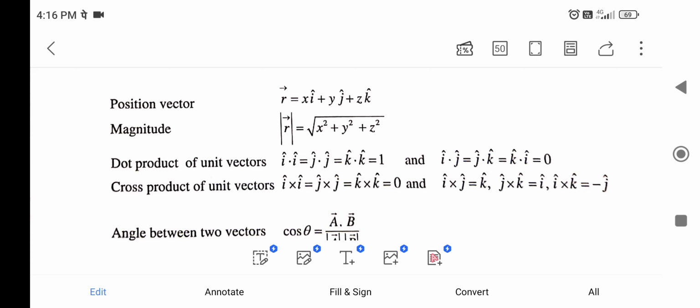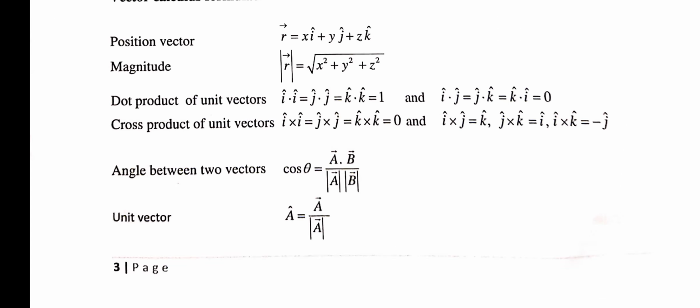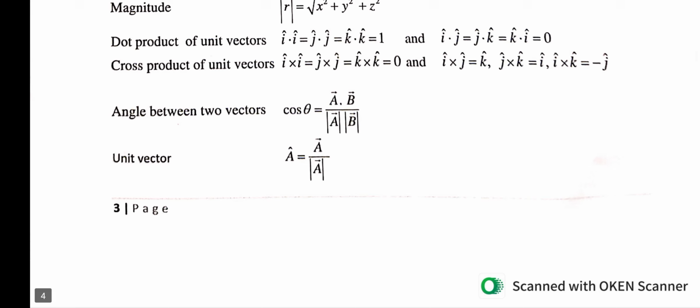And the cross product of units is the next topic. The dot product of the same vectors, with the same magnitude, has the value 1. When you apply the cross product to the same vector, the value is 0. This is the minor difference. Next is the angle between two vectors, cos theta equal to the dot product over the product of magnitudes.